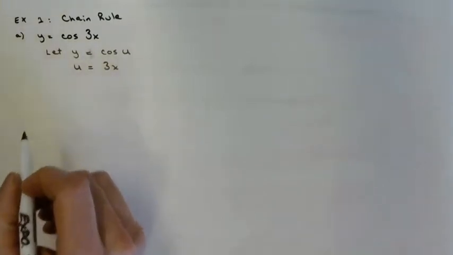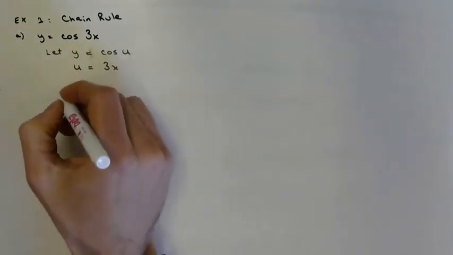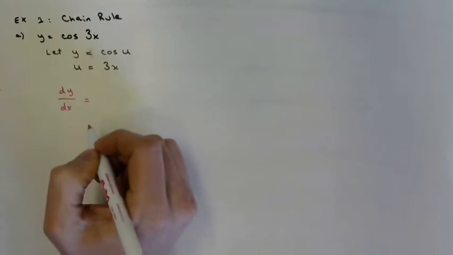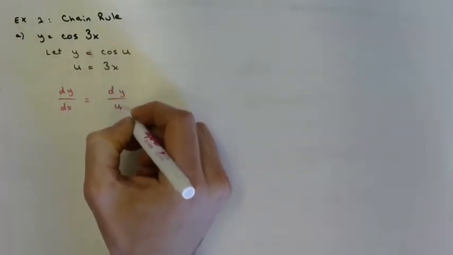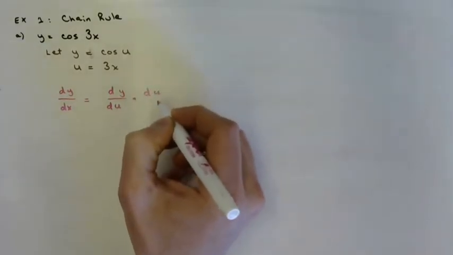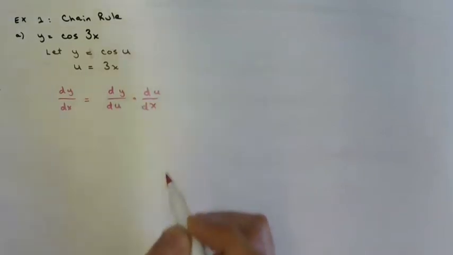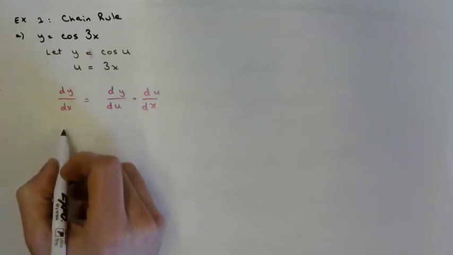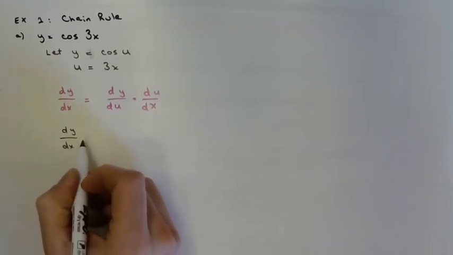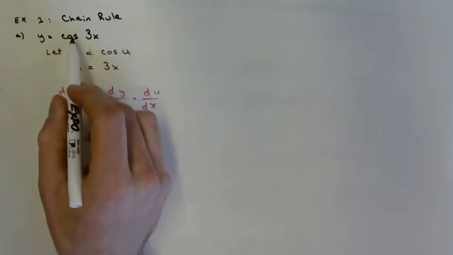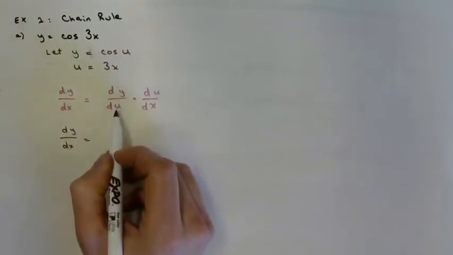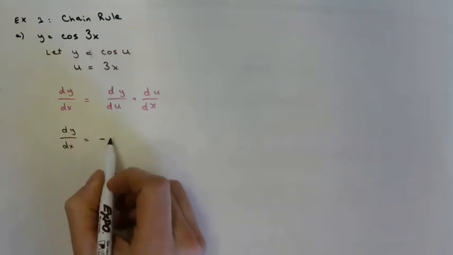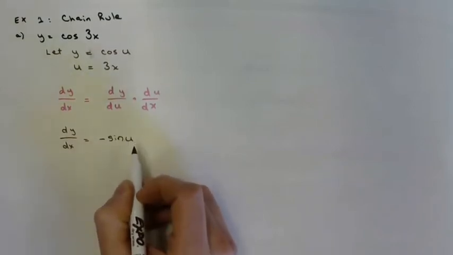So again, the chain rule says that to differentiate y with respect to x, all we need to do is differentiate y with respect to u and multiply it by the derivative of u with respect to x. So here we go. We've got the derivative dy by dx. We're going to take first the derivative of y with respect to u. So that's just this first piece. The derivative of cosine of u is what? Excellent job. Negative the sine of u.